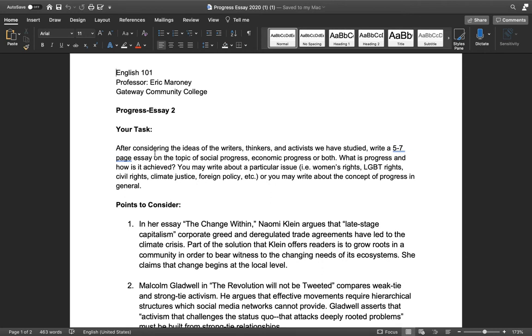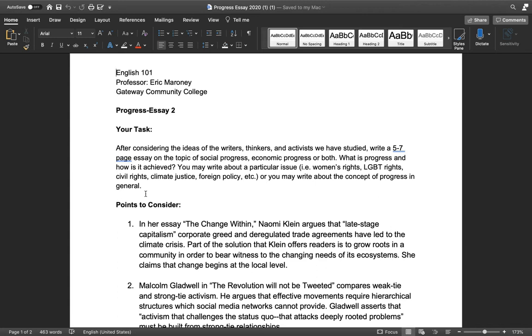Your task, after considering the ideas of writers, thinkers, and activists we have studied, you will write a 5 to 7 page essay on a topic of social progress, economic progress, or you can write about a combination of the two. Well, what do I actually mean by that?